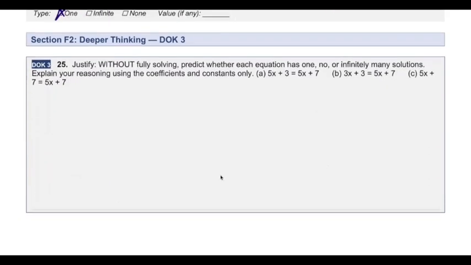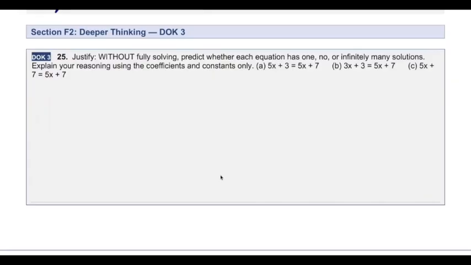Okay. Last one, I believe. Justify without fully solving. Predict whether each equation has one, no, or infinitely many solutions. Explain the reasoning. So they want us to decide, without solving it, we're just going to look at it. Is it one, none, or infinitely many?